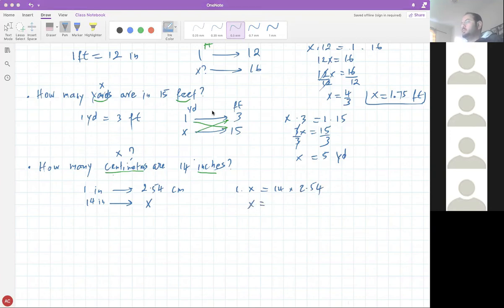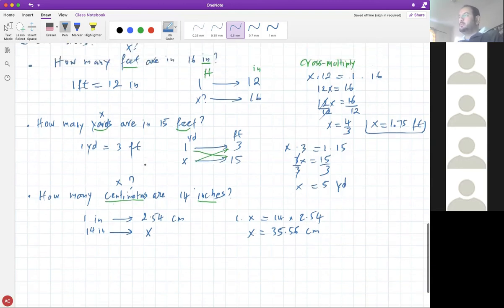And you need to multiply 14 by 2.54. And that's 35.56. And don't forget the unit. So we're looking for centimeters. So it's going to be centimeters here. So 14 inches is exactly 35.56 centimeters. And that's it. That's basically the answer to that question.